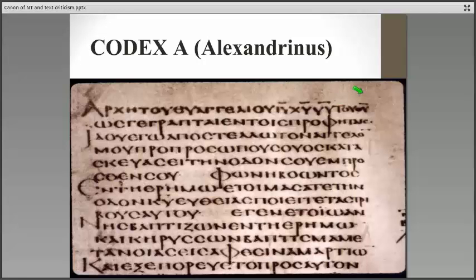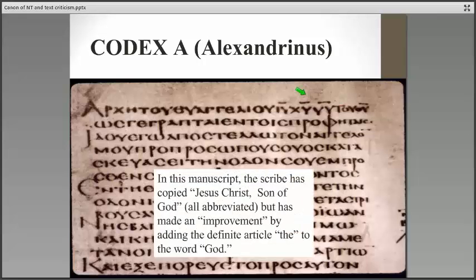Again, Jesus Christ, Son of God, but again, he's improved the text by adding an article. Proper Greek, he says, would have the article. Maybe Mark, who was not such a good writer, didn't include the article. By the time that Alexandrinus is written, he's made a correction. Now, I don't know whether the scribe himself has made a correction or whether he's following an earlier manuscript that we no longer have a copy of that made this correction to the text. But there's a correction that's being made.